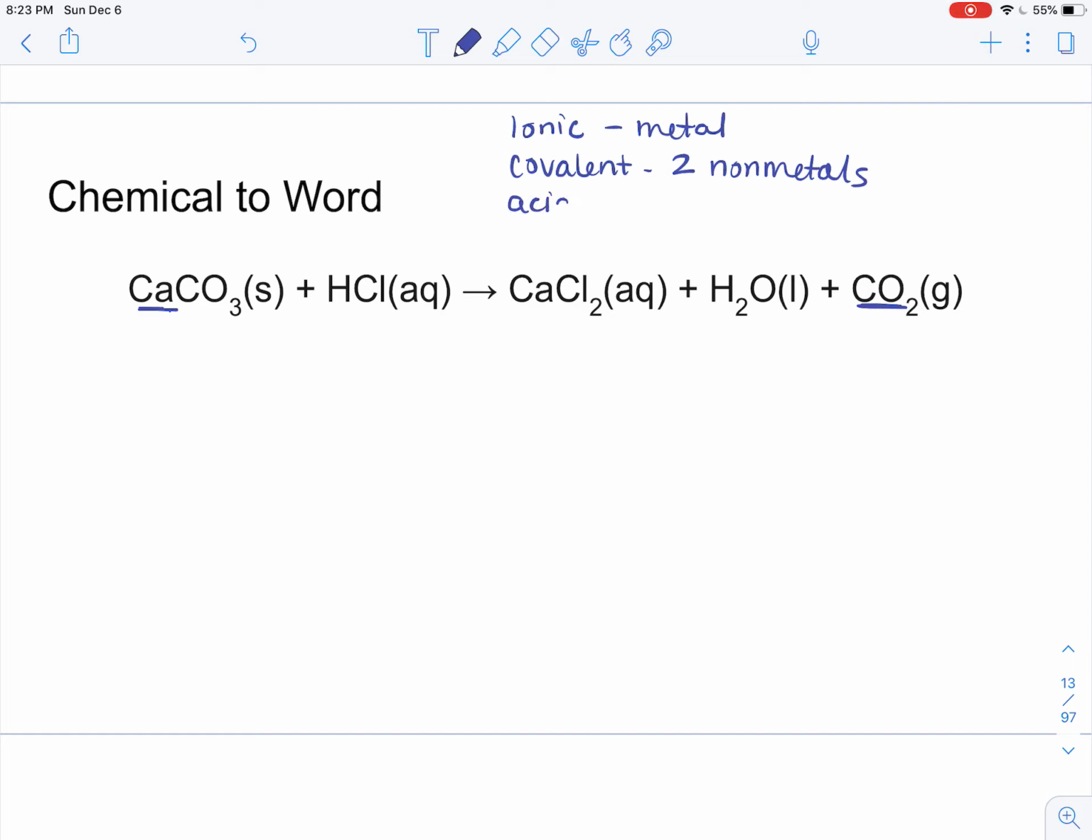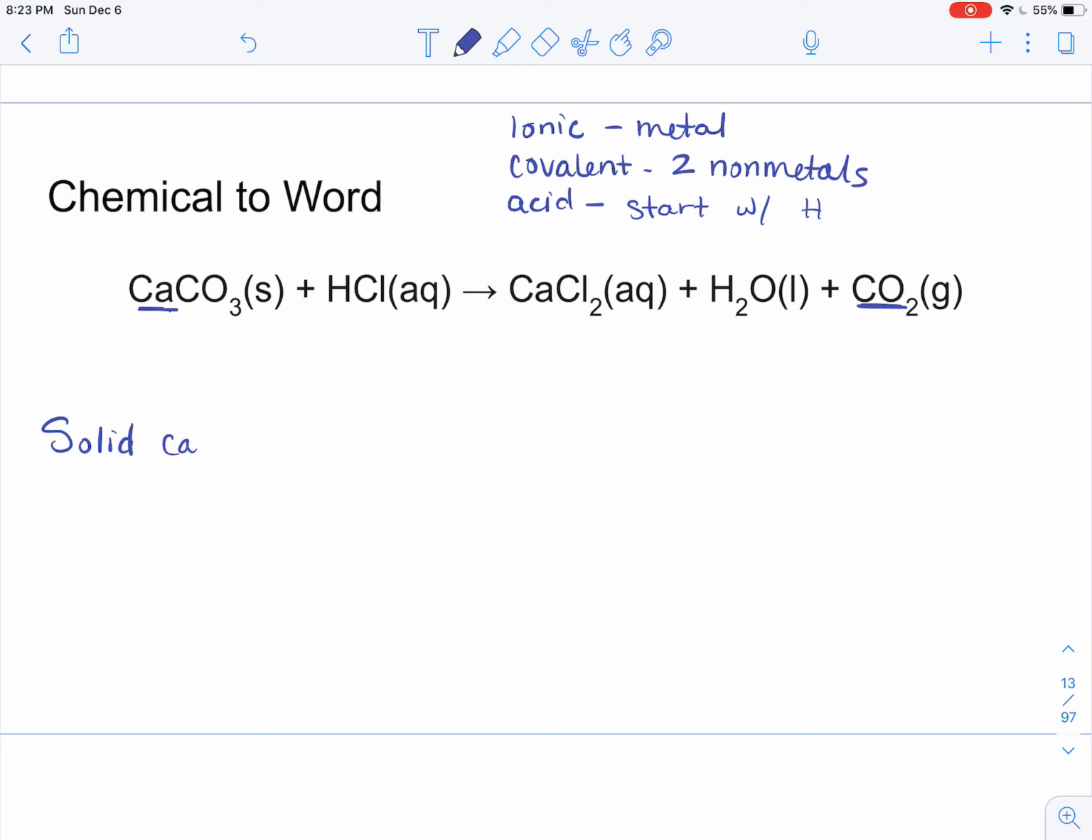And then we can't forget about acids, because we're actually going to see an acid in this problem. Your acids, remember, start with hydrogen. Okay, aside from water, if it's H2O, you can just put water. But your acids are going to start with hydrogen. So CaCO3 is just solid. I tend to put the state of matter first. If you put it second, I would never take points off. It just tends to sound better the majority of the time if you put it first.